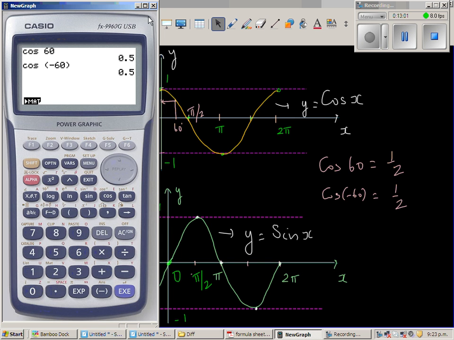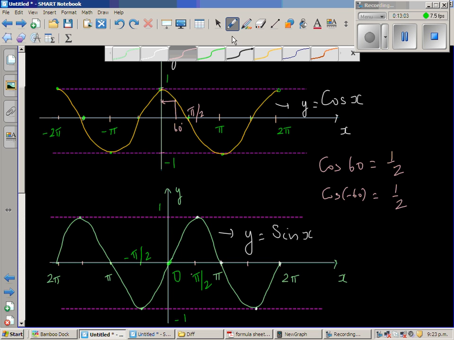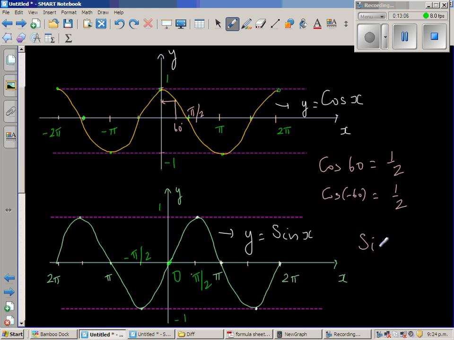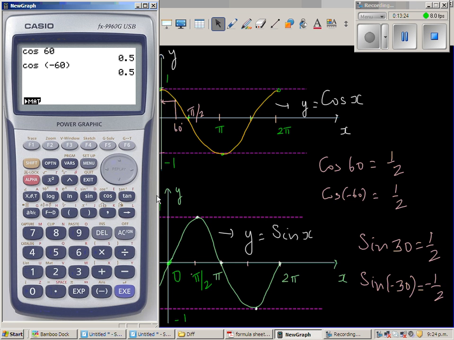But if you take sine 30, we know sine 30 is half, but sine negative 30 would be negative half. Let me show you that on a calculator. Sine 30 is half, but sine negative 30 is negative 0.5.